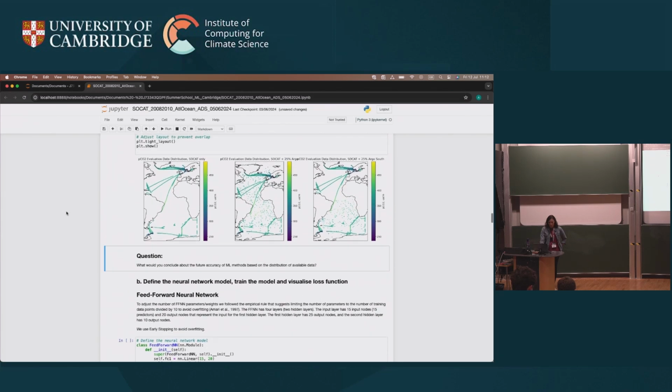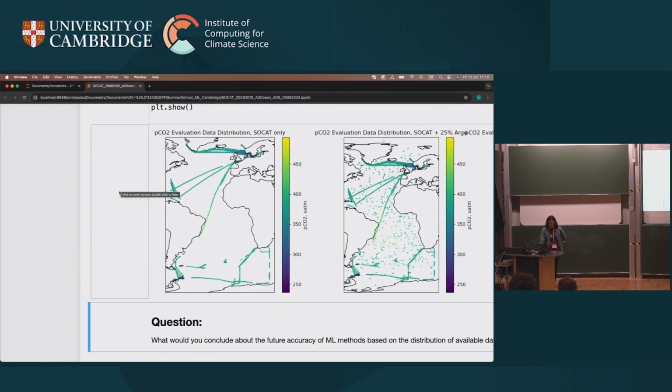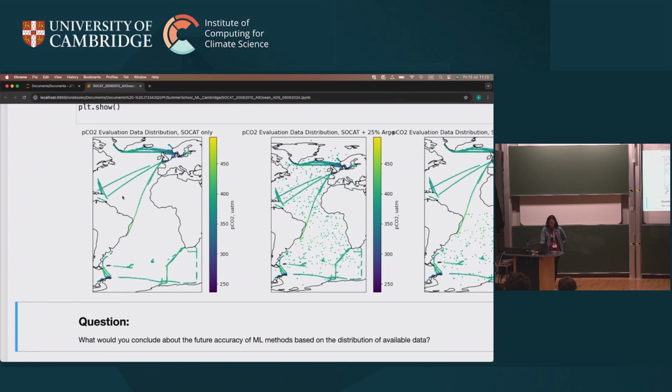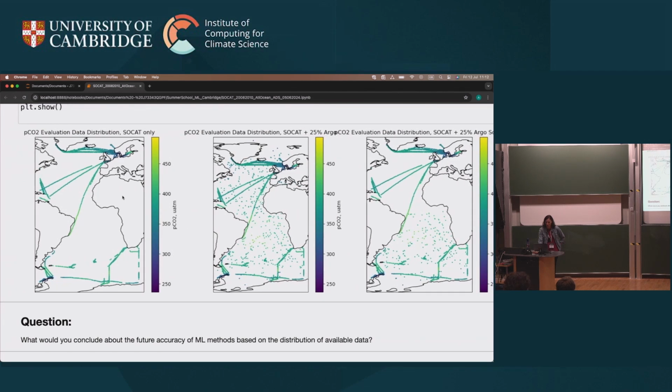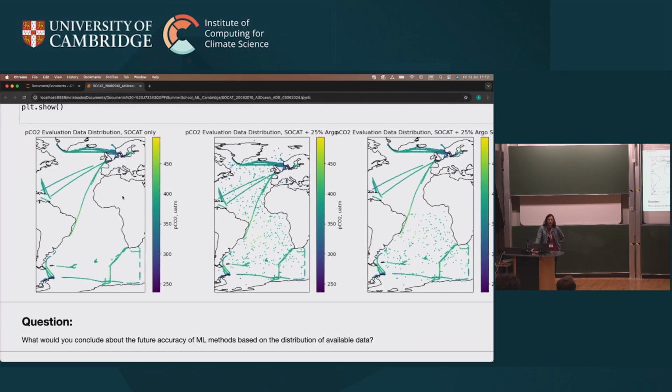So we have a question here. What would you conclude about the future output of machine learning based on these three different data sets? Which one do you think will provide the better accuracy of pCO2 reconstruction?